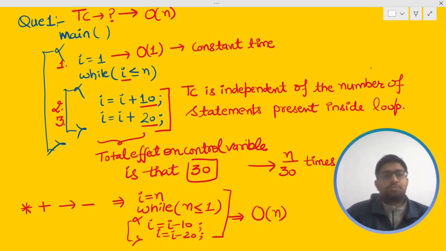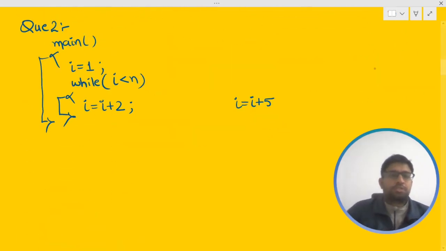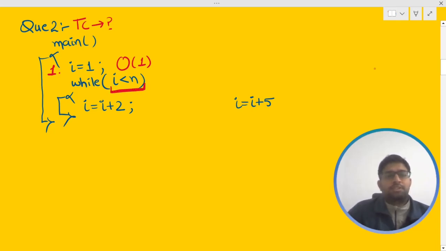So let us take some more examples related to the addition operation. In this question, we have to find out the time complexity of this program. We ignore the first statement because the time complexity for this statement is constant. Here in this example, we see that the condition is i less than n. But in the previous example, the condition was i less than or equal to n. So the ultimate time complexity for both these conditions is the same.